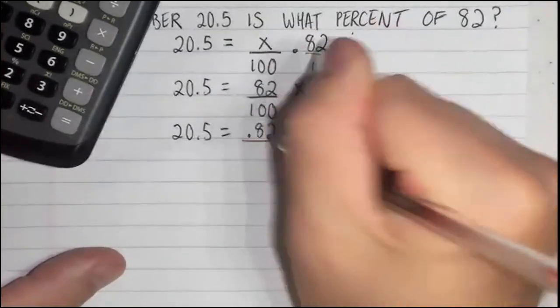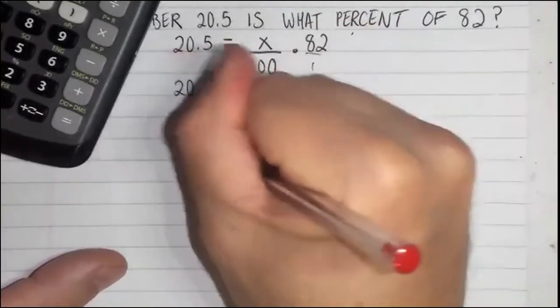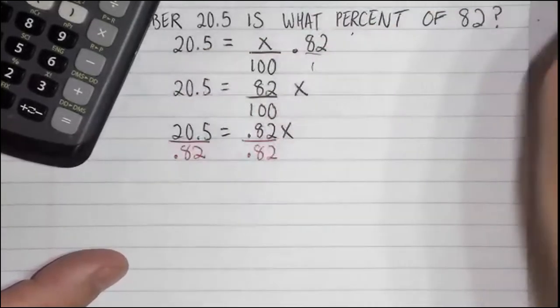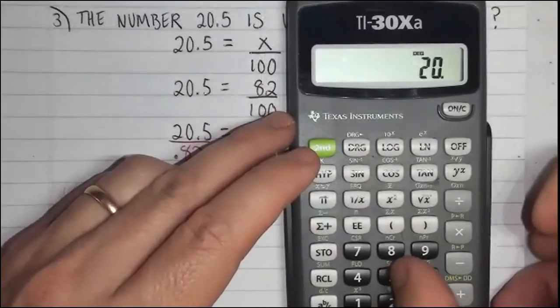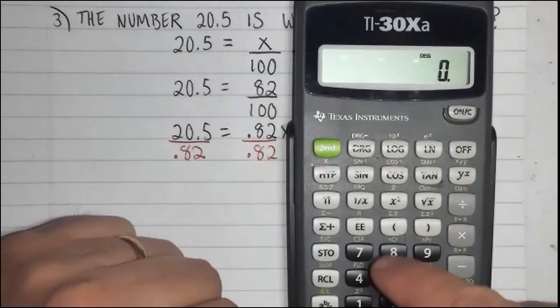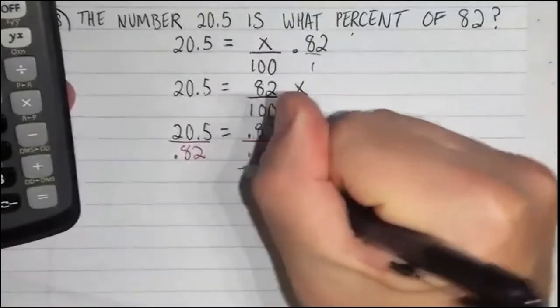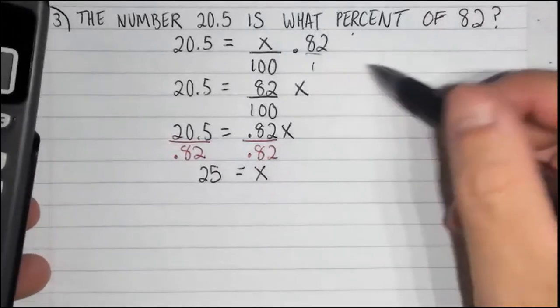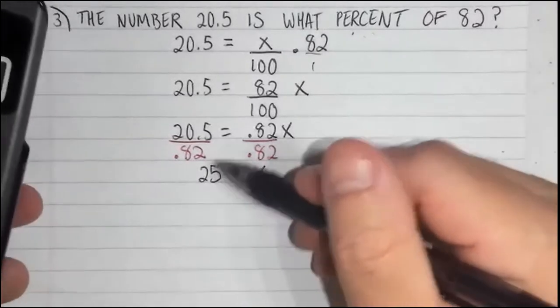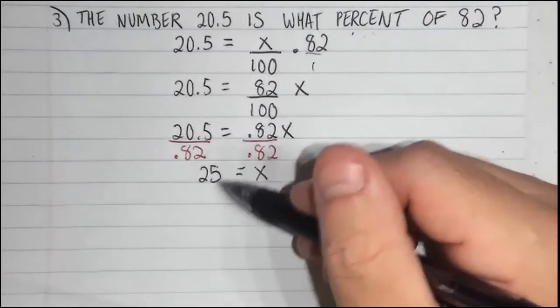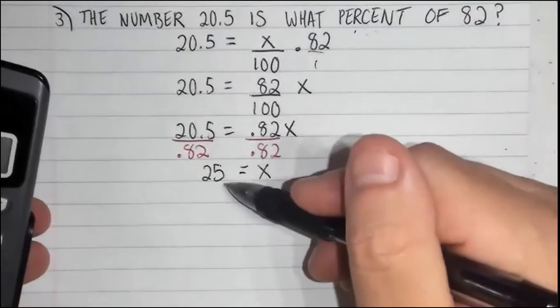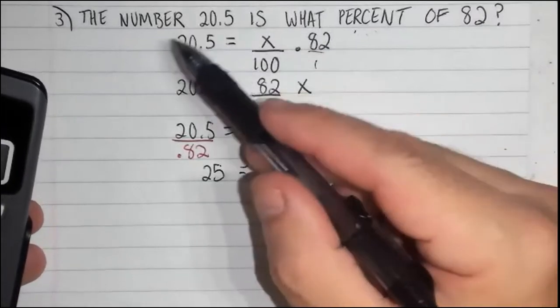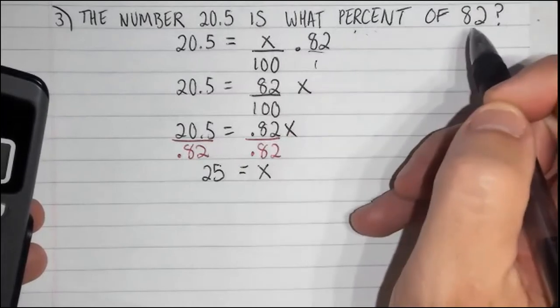And then in order to get my x by itself, I'm just going to divide both sides by 0.82. So again, I'm doing 20.5 divided by 0.82. And what I get is 25. Now, since I already wrote my x over 100, it's already given me the answer in percent form. So this is 25%. We don't have to divide that by 100 or convert it to a decimal or anything like that. That is my answer. What percent? It's 25%. So 20.5 is 25% of 82.